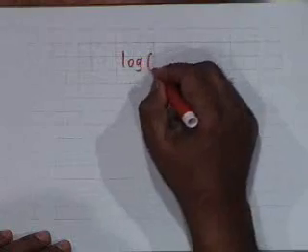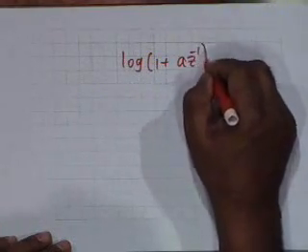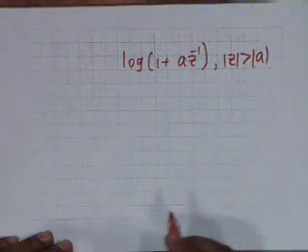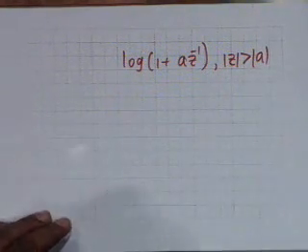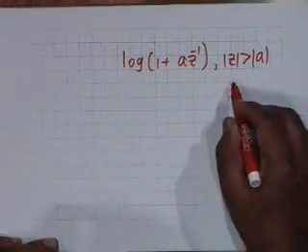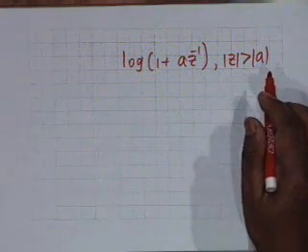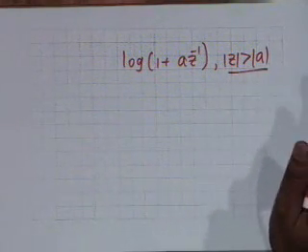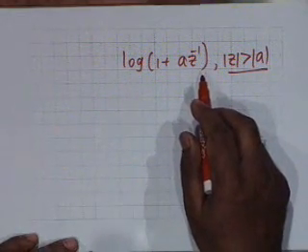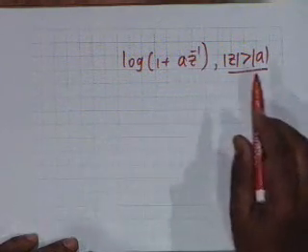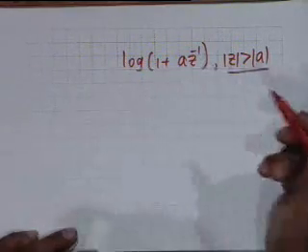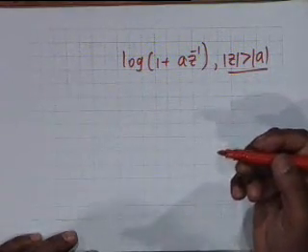As an example, let's take log of 1 plus a z inverse, with mod z greater than mod a. Obviously, what we are looking for is a right-sided sequence, because mod z is greater than mod a. The log expansion is valid when the mod of this is less than 1, which is equivalent to mod z greater than mod a. In other words, we can find out x of n.